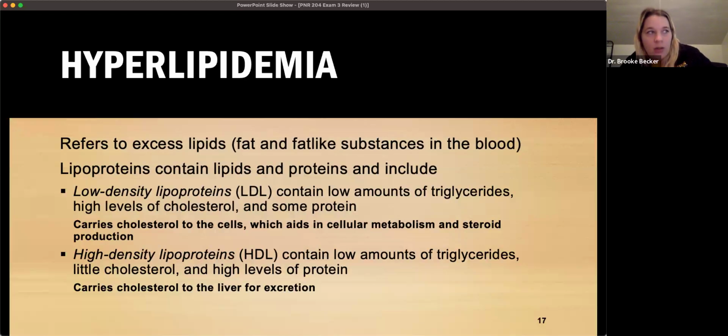HDL, or high density lipoproteins, contain low amounts of triglycerides, little cholesterol, and high levels of protein. So this carries the cholesterol to the liver for excretion.